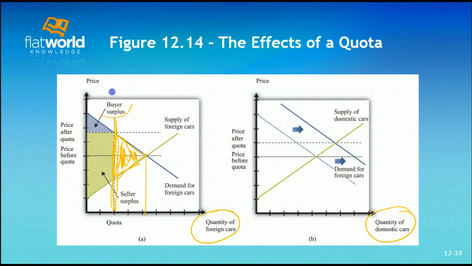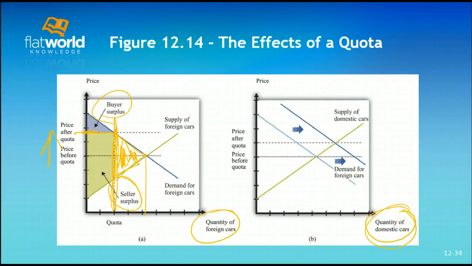We see that the buyer surplus, because the price has now gone up, this is the new price, right? So price has gone up for foreign cars. We see that the buyer surplus, because the price went up, has gone down. But the sellers' surplus, all the sellers of foreign cars are pretty happy because their surplus has gotten bigger. Now let's look at the market for domestic cars.